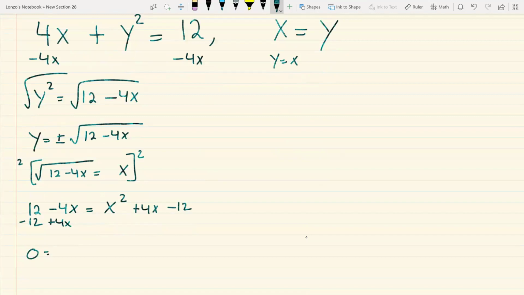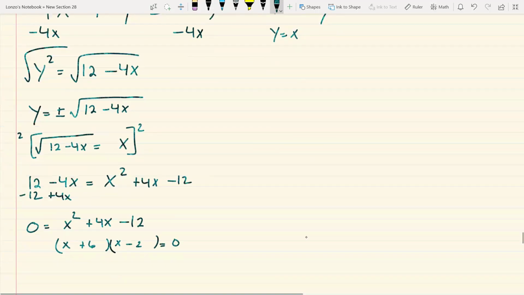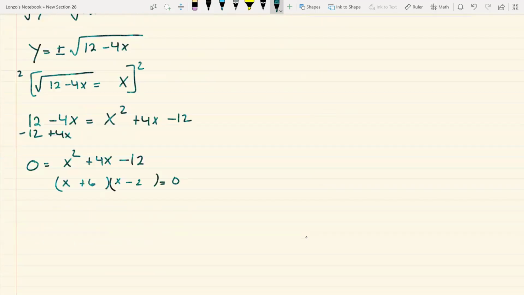You get 0 equals x squared plus 4x minus 12. And then factor this out. This is x, and then what two numbers multiply to negative 12 and add to give you 4? 6 and negative 2. Okay, and then when you actually solve for it, you get x equals negative 6 and x equals positive 2.